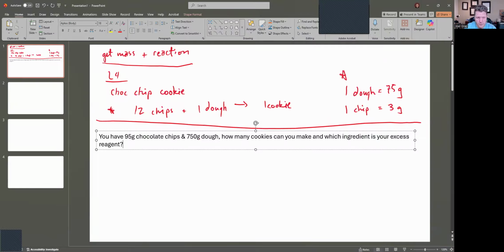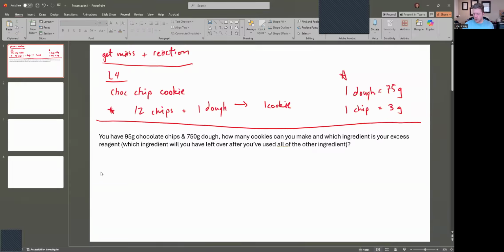Another way of putting this is, which ingredient will you have left over after you've used all of the other ingredient? Okay, so there's my question. In the interest of time, I'm not going to be asking if you guys have questions. I just want you to chime in if you have questions.